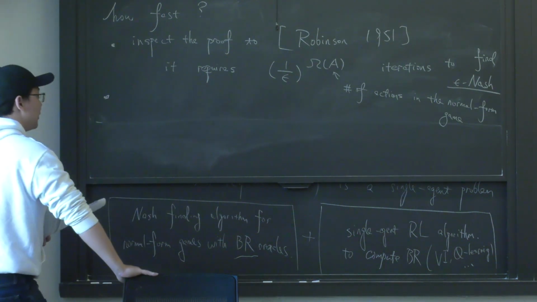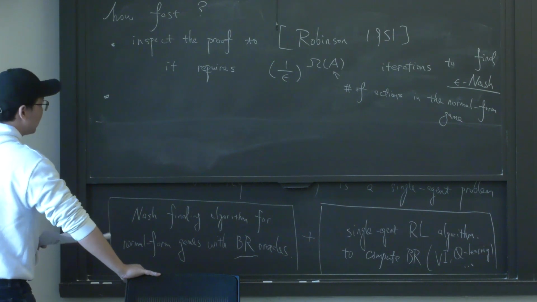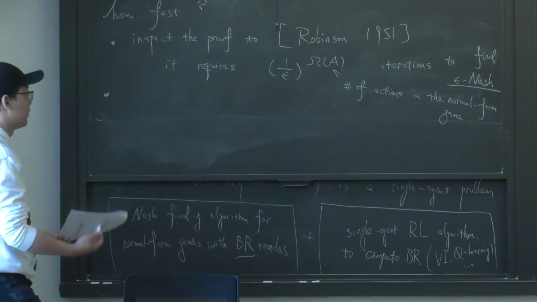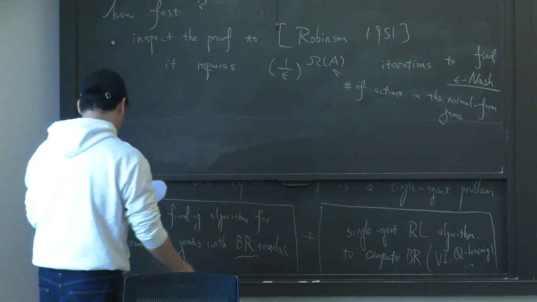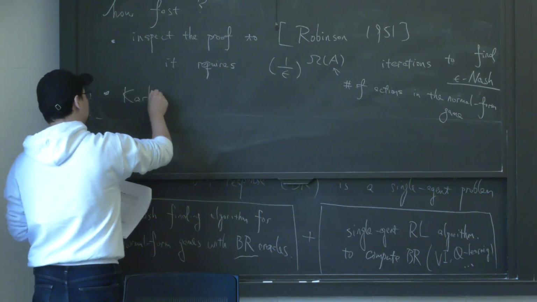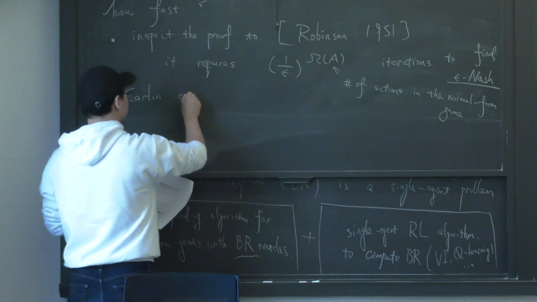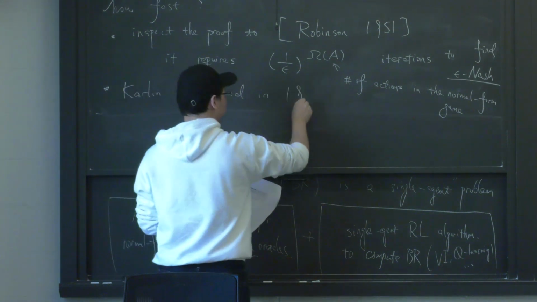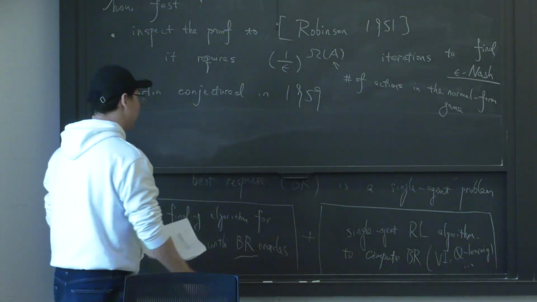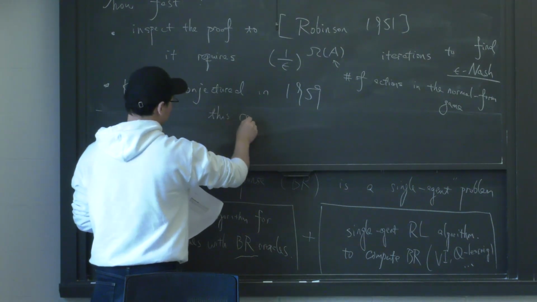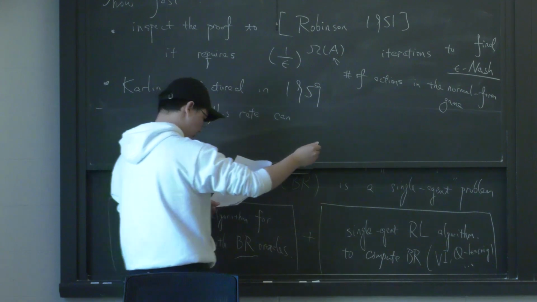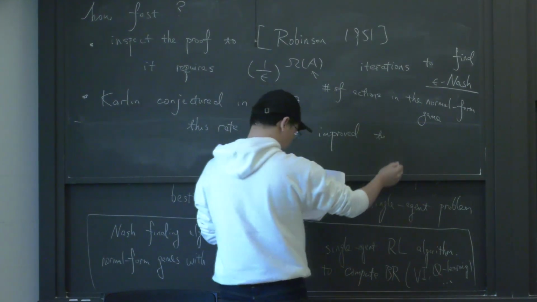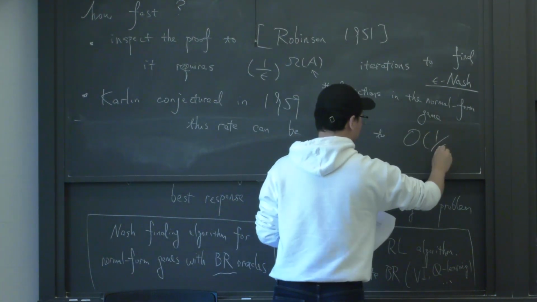So there's some further research later that tries to improve this complexity. They believed maybe it's an artifact of analysis. Maybe the algorithm actually converges a lot faster. So there's a very famous conjecture by Karlin in 1959 that this rate can be improved to order of 1 over epsilon squared.